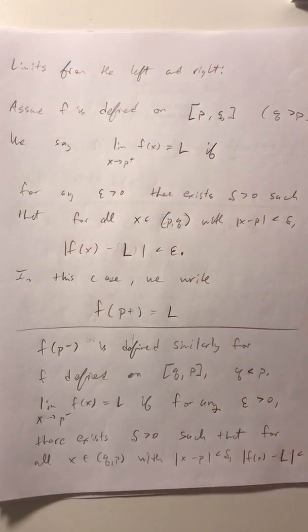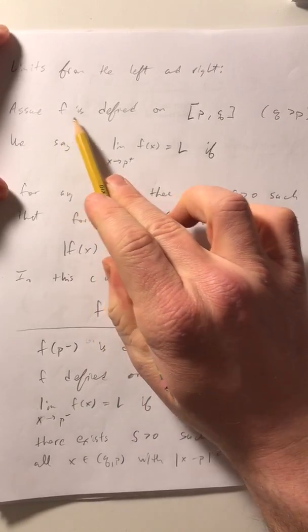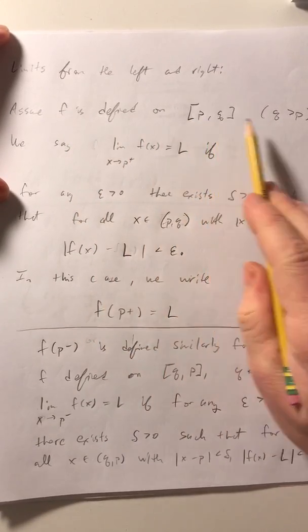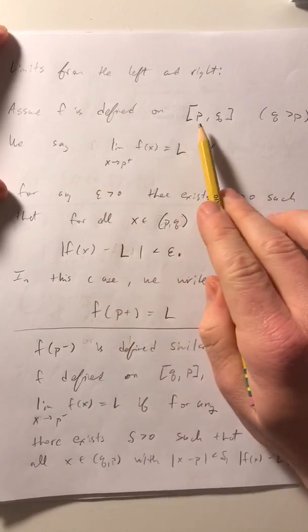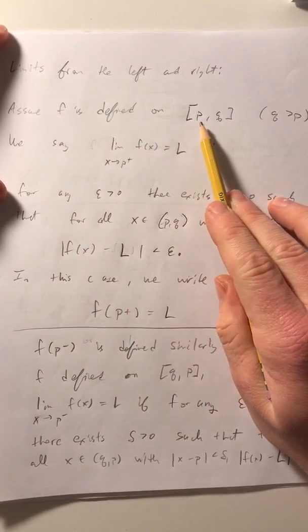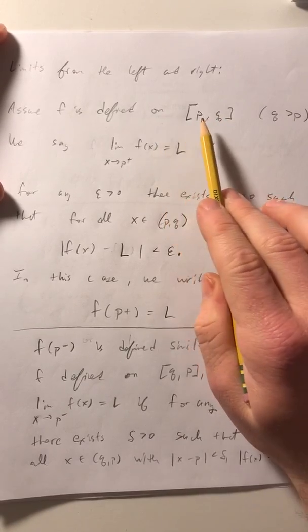So previously we talked about limits, and limits were defined in terms of arbitrary functions between metric spaces, and now we're going to focus our attention just on functions defined from subsets of the real line into the real line. So let's assume that f is defined on some interval [p, q), where q is bigger than p. So here what we're doing is we're assuming our function is defined at p and at least for a little bit to the right of p, but not necessarily to the left of it.